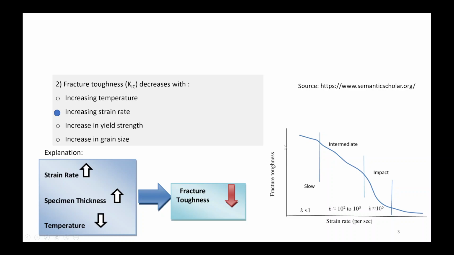And this is the trend for fracture toughness with strain rate. As we keep on increasing the strain rate, your fracture toughness comes down in the impact area. So in slow loading, there will be higher fracture toughness compared to high strain rate.